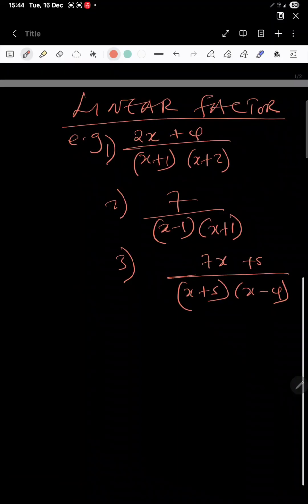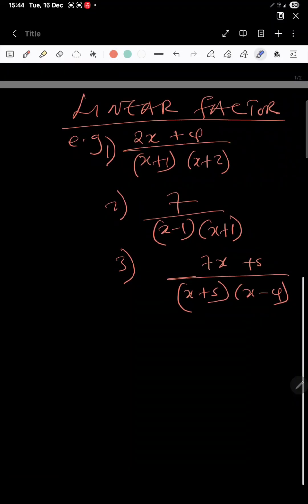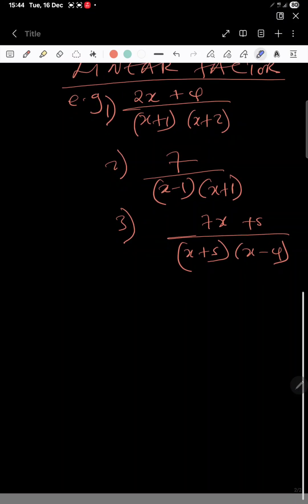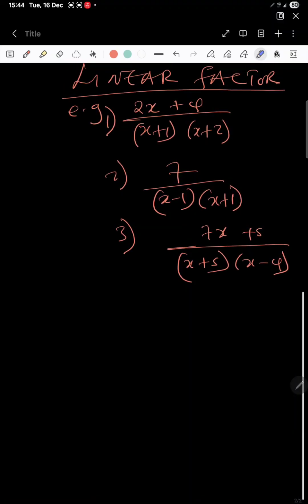Now let's look at how to decompose these linear factors into partial fractions. We are going to have an example and see how to decompose or resolve. Whenever you hear the word decompose or resolve into partial fractions, it means that we are reducing it from a complex fraction to simpler ones. So let's have an example and see.